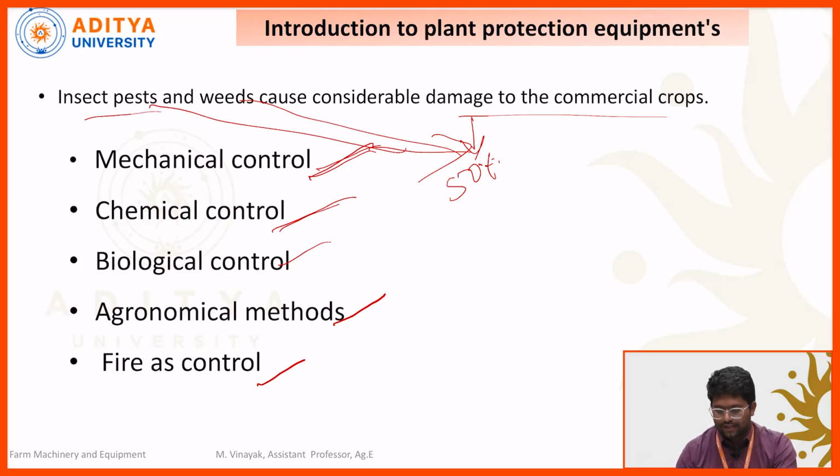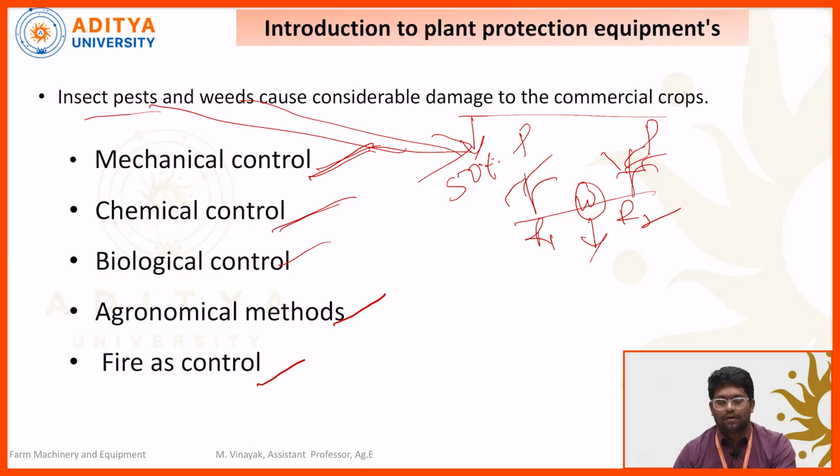Suppose we take row 1 and row 2. In between two rows the weeds will emerge. These are the main crop plants, and this one is a weed. In between the two rows of the commercial crop, weeds will emerge. In this situation, by practicing tillage operation between the two rows, you can control the weeds. That is the mechanical control of weeds. Next one is chemical control. By using some chemicals, we can control the weeds as well as pest attack on the plant material. That is chemical weed control.